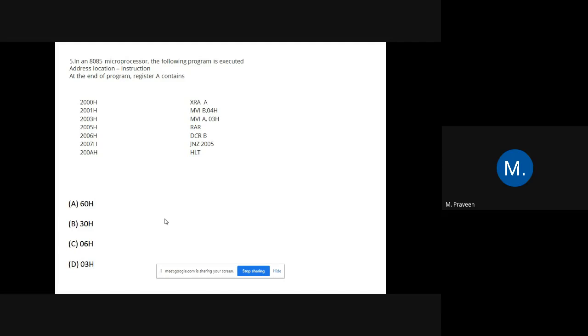Next, we'll move on to the next question. In an 8085 microprocessor, the following program is executed. They have given the address, location, and instruction. What we have to find is, at the end of the program, the register A contains what. After the completion of the program, we have to find the value of the accumulator, that is A. I think this is a very simple program, and you may be able to guess the answer. Many of you are probably thinking that 30H is the answer, but actually that is not the correct answer. So I'll tell you what the answer is here.